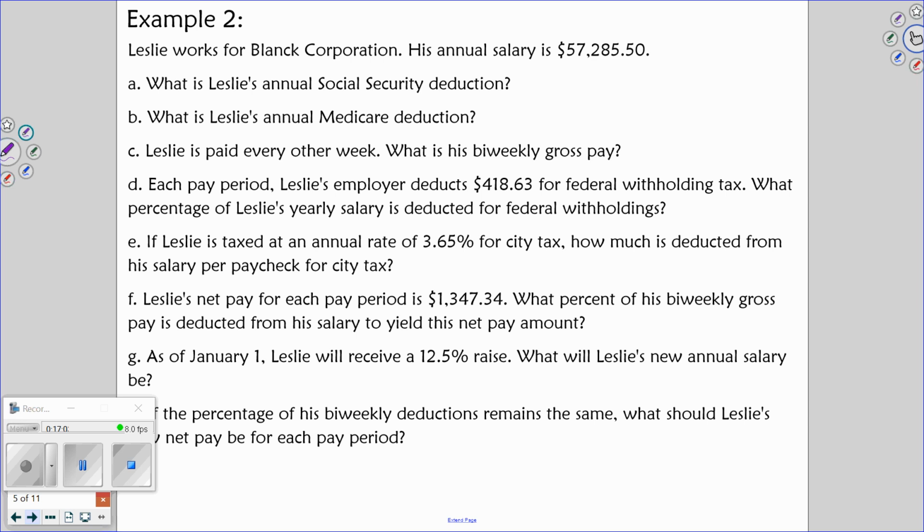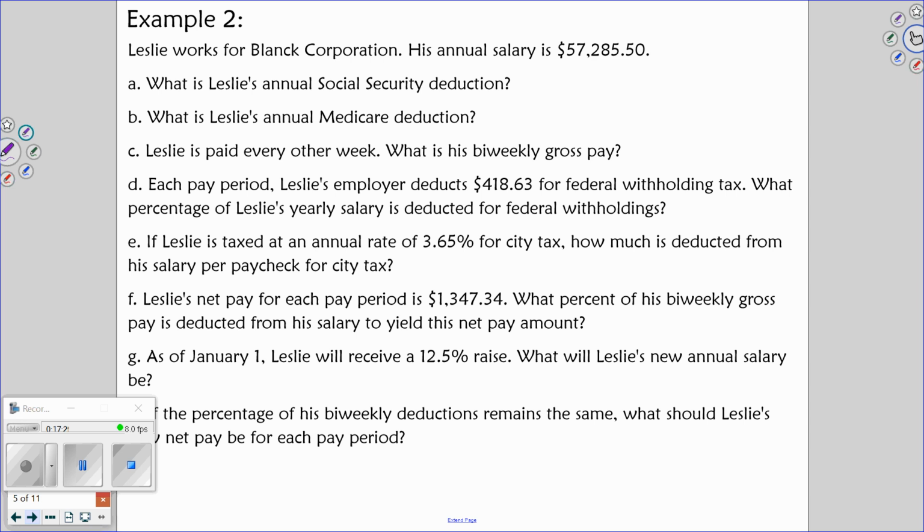Leslie works for Blank Corporation. Her annual salary is $57,285.50. Okay, now, guys, I need you to always pay attention when you're reading. I know a lot of you don't read real carefully. That is annual salary. Because sometimes I'll give you the weekly or the bi-weekly or the monthly. You got to pay attention to what's given. So that's for the year. What is Leslie's annual Social Security deduction?